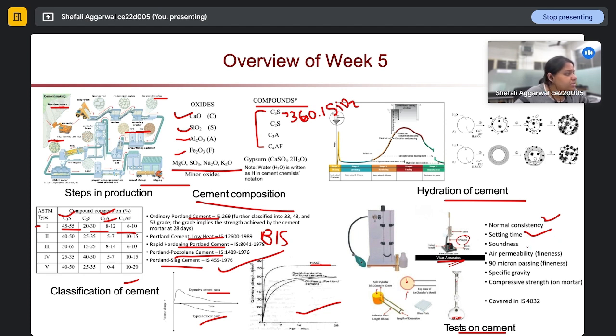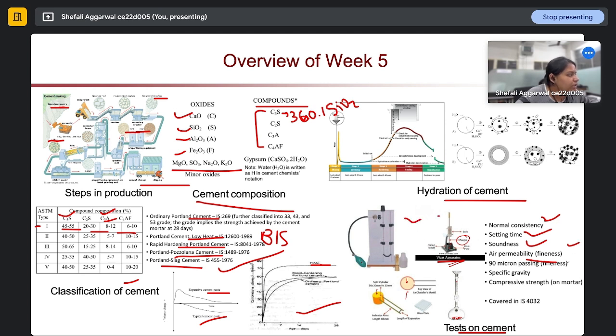Next is the soundness. Soundness will tell us about the unhydrated lime or magnesium in our cement. For soundness, we are using this Le Chatelier apparatus. I think you might have already seen it in your lab. We are adding the cement paste in this and checking how much expansion is happening between the two prongs. Okay. So next is the air permeability. Air permeability will tell us about the fineness of our cement, and this is the apparatus for air permeability.